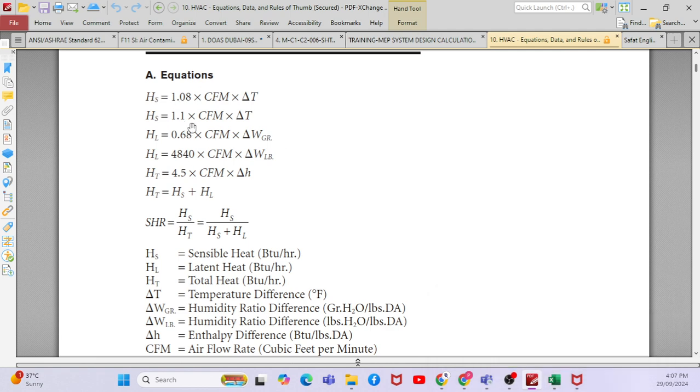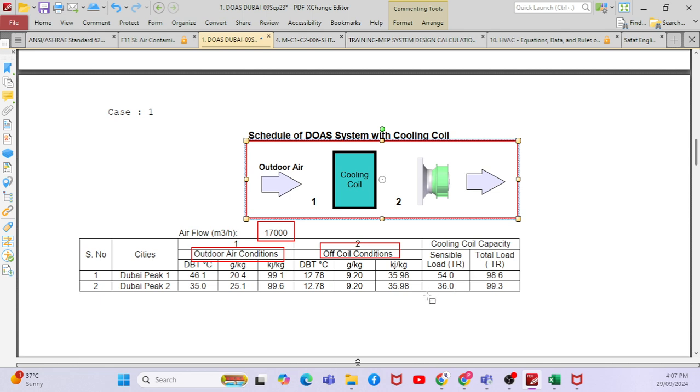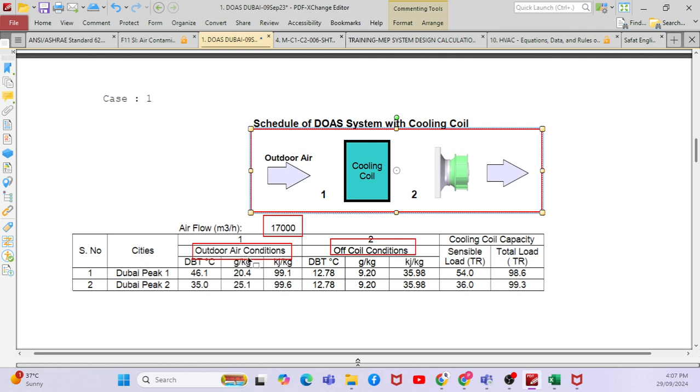Okay, so here you are going to calculate the sensible load, the total load and the latent load. If you go to my calculations here, you can see what the sensible load and the latent load are, and how you calculate them using those equations. Is that clear? You have condition 1 and condition 2. In condition 1 you have the dry bulb temperature, the humidity ratio and the enthalpy. Then for condition 2, you can calculate the dry bulb temperature, humidity ratio and enthalpy.